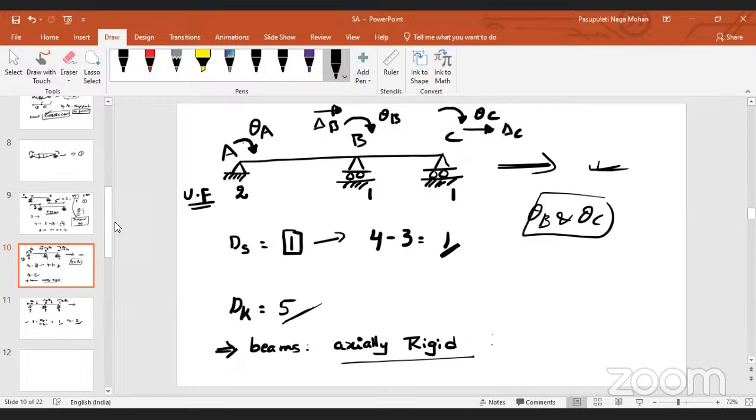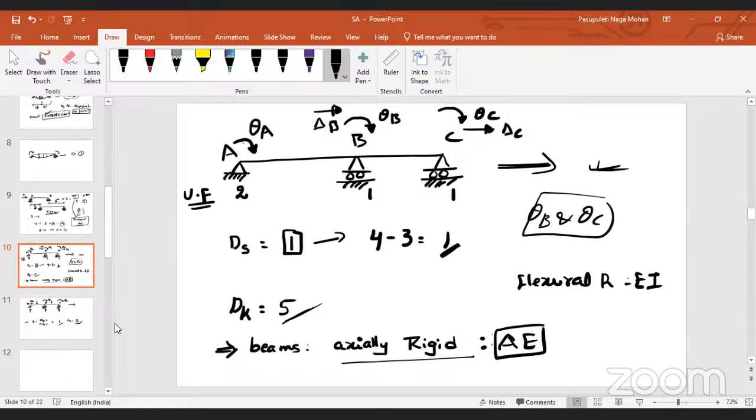So what happens in general, whatever the structures that exist in reality, if it is a frame type of structure, then the axial rigidity. How to define the axial rigidity? What is the flexural rigidity? EI, sir. What is the axial rigidity? AI, sir. AE, sir. AE, sorry, AE. Right.